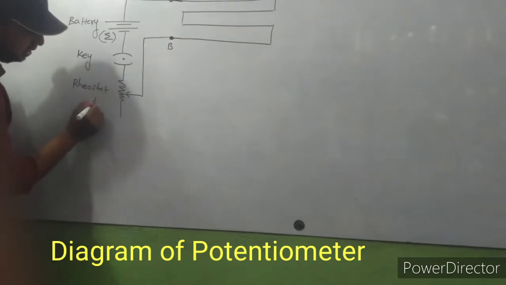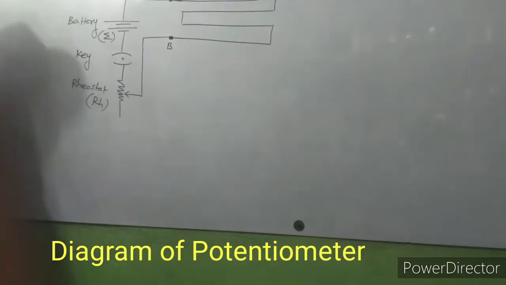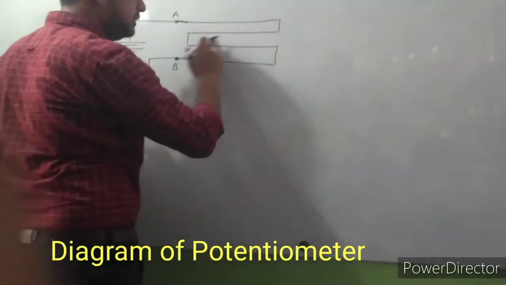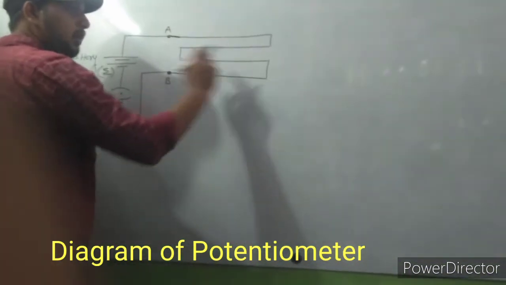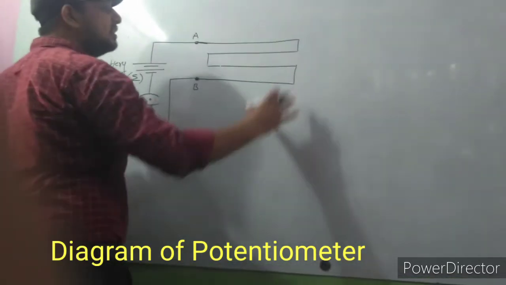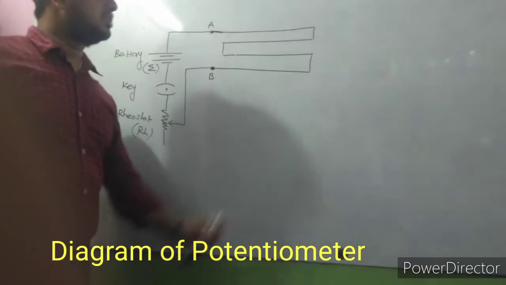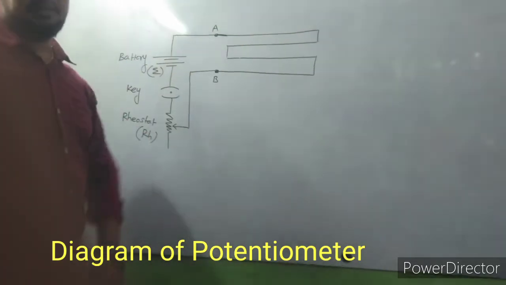A rheostat, RH. Okay, so what is the first point? A 4 to 10 meters long wire. This is a long wire, which is made with constantan and manganese. Why is it made with constantan and manganese? Because it has a low alpha and high resistivity.